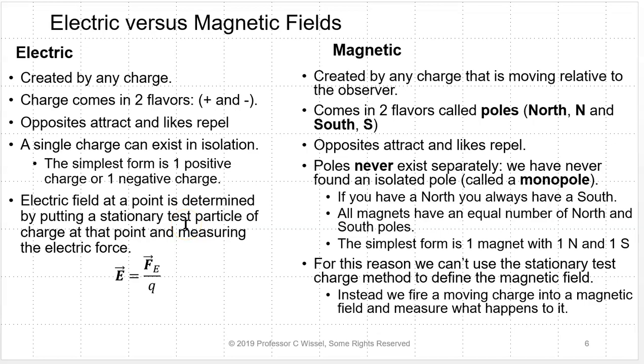The electric field at a point is determined by putting a stationary test particle of charge q at that point and measuring the electric force on the particle. So E equals F over q.